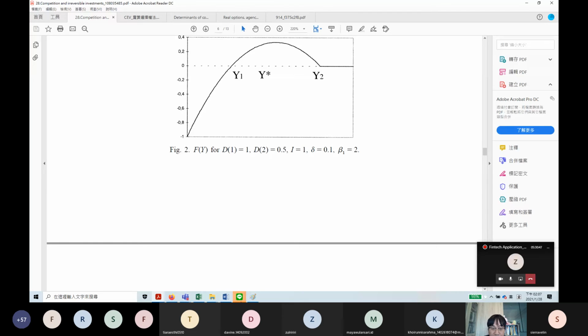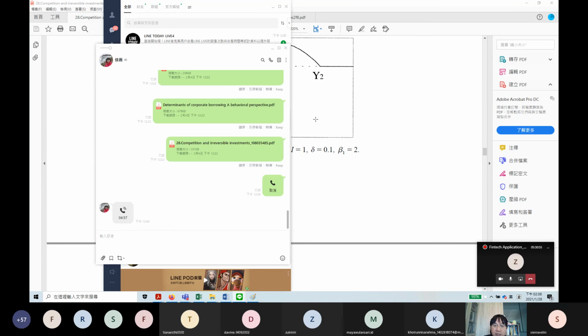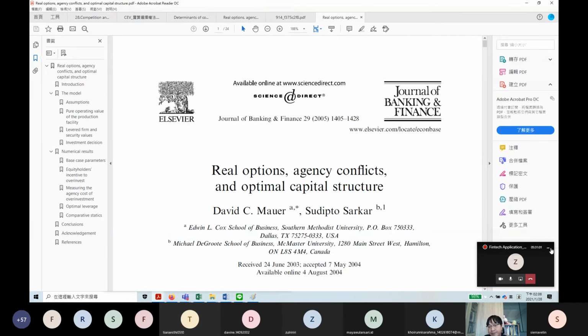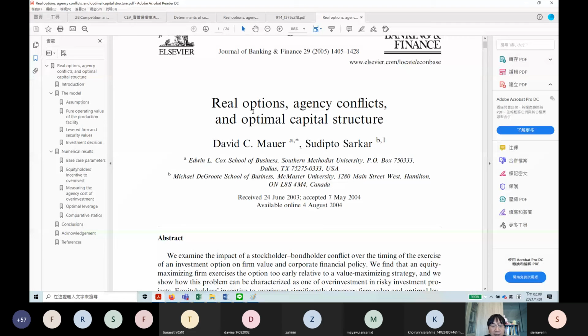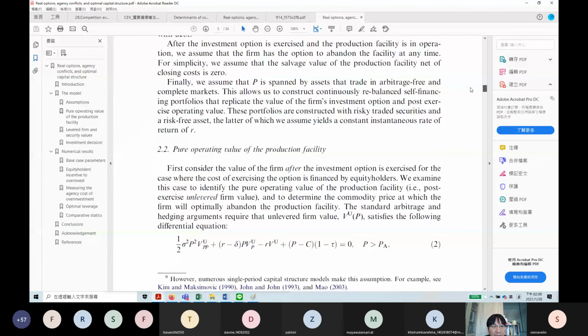This is our first paper. And the second paper, sorry, let me check this one. Okay, the second paper uses the real options model to discuss agency conflicts and find the optimal capital structure. We know capital structure comprises two players, right?